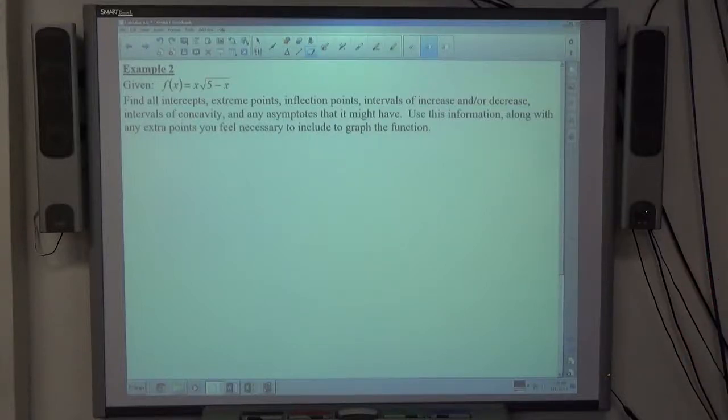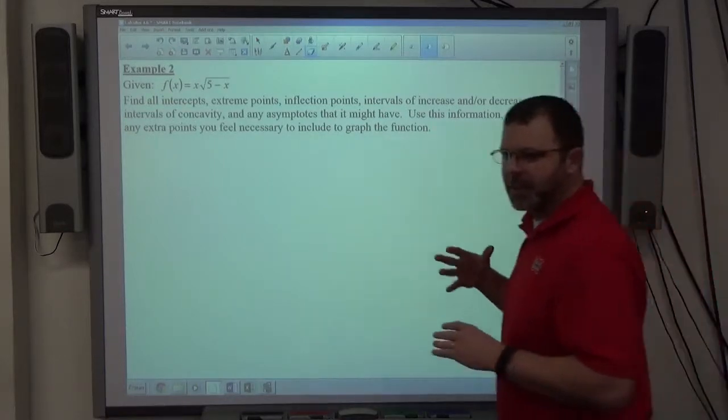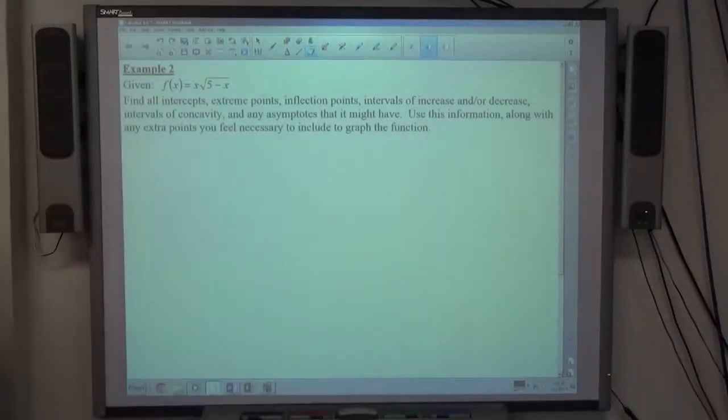Okay, example 2 on 4.6. Given a function f of x is x times the square root of 5 minus x, find all intercepts, extreme points, inflection points, intervals of increase and/or decrease, intervals of concavity, and asymptotes it might have. Use this information along with any extra points you feel necessary to include to graph the function. So, basically, graph the function as accurately as possible with as little information as possible.